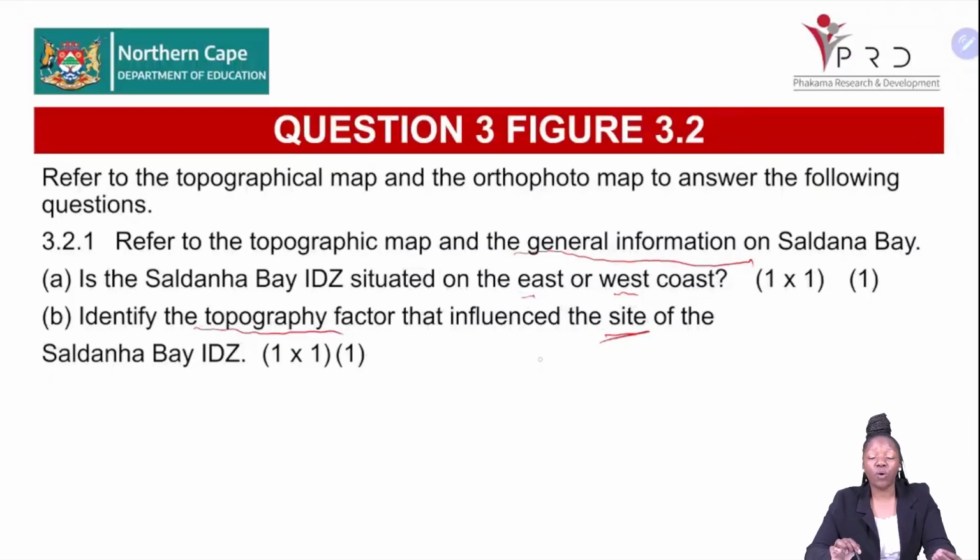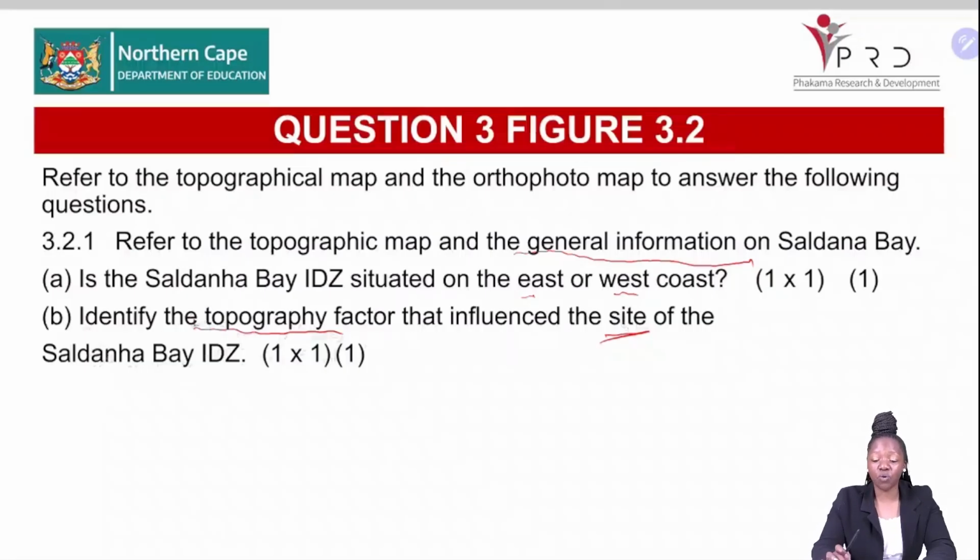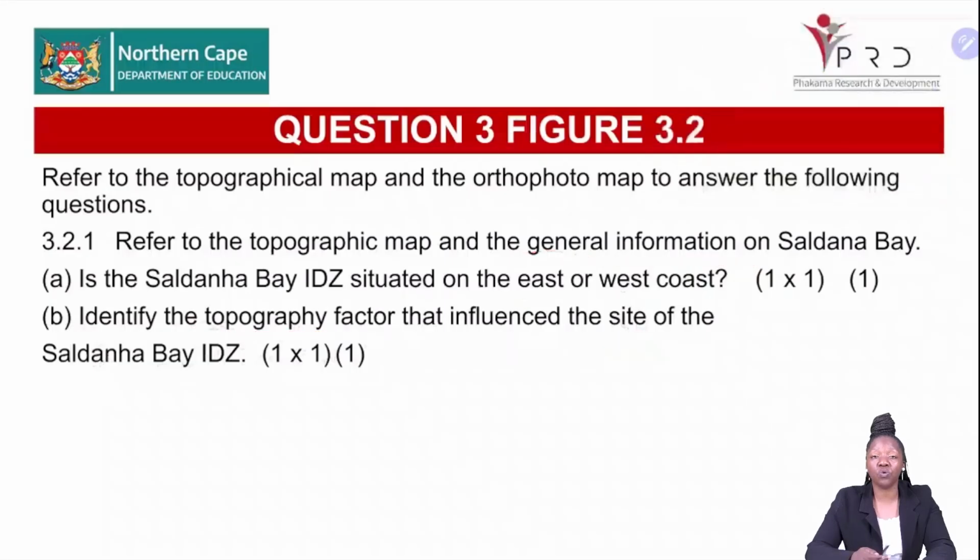You will remember when it comes to the map interpretation, you will interpret what we have learned in the settlement and what we have learned in the economic. So the site, you have learned them in the settlement. So now you identify the topography factor that influences the site of the Saldanha Bay IDZ. Remember, the key there is to identify, but what are we identifying? The action verb is the topography factor. So I'm going to give you 3 minutes, and then after 3 minutes, we will proceed to the solution.